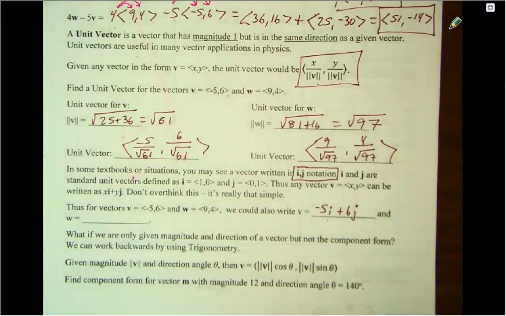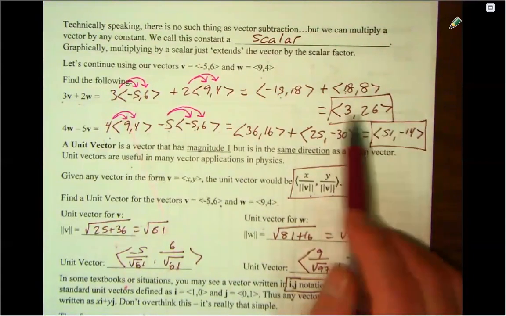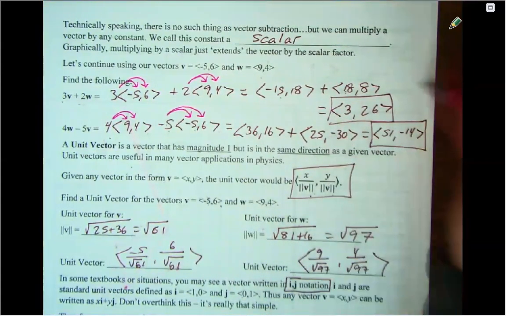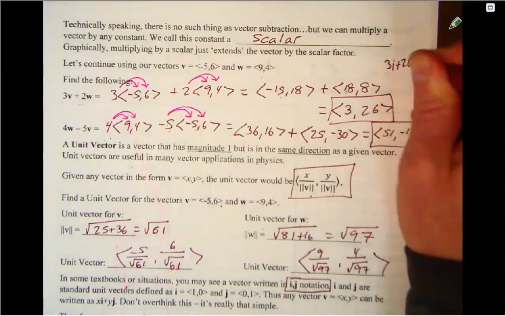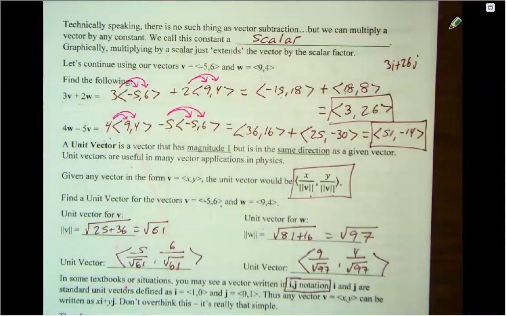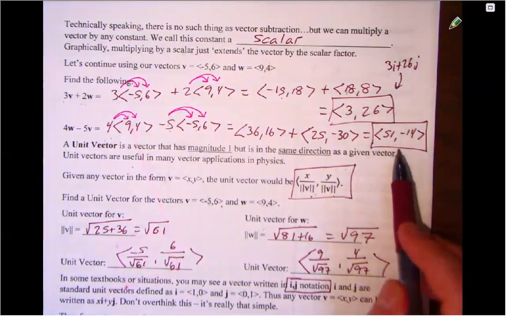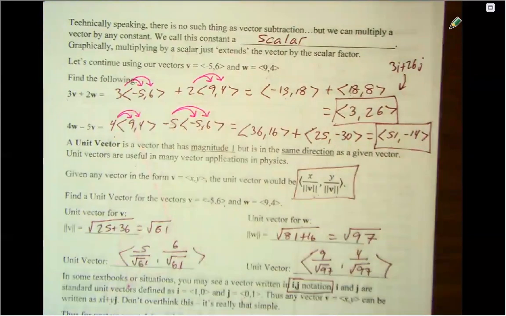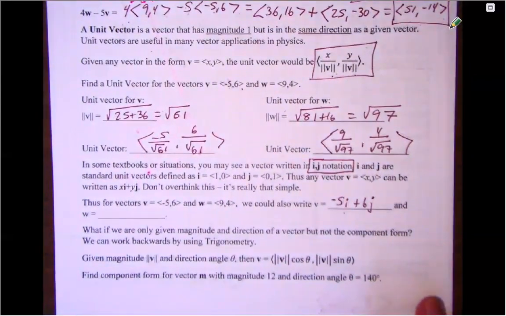And you can write any vector in ij notation. Like when we come up here to this scalar multiple, I could have written this <3, 26>. You could write that answer as 3i plus 26j. It's the same thing. Or 51i minus 14j. It's just different notation for the same vector.